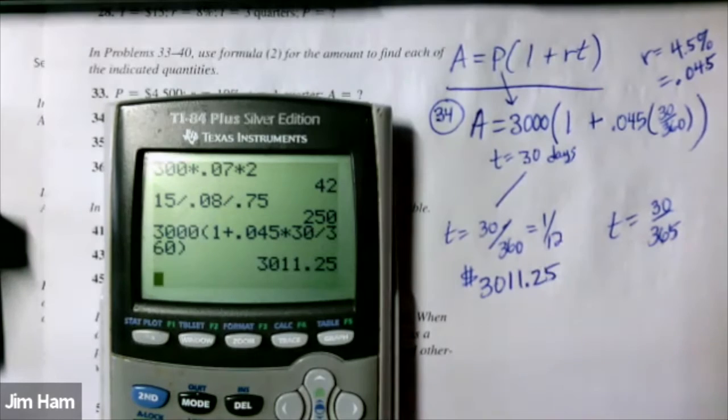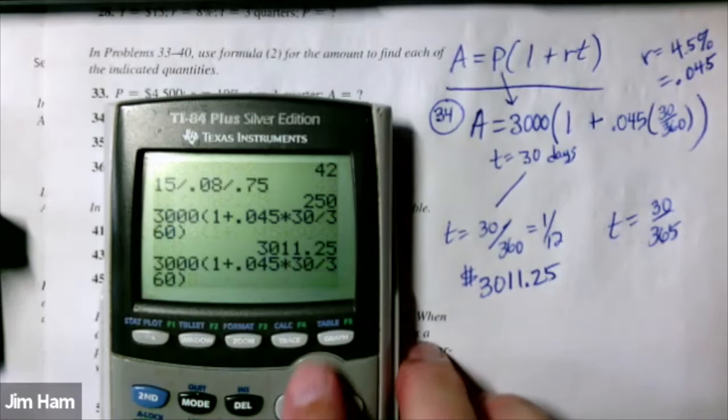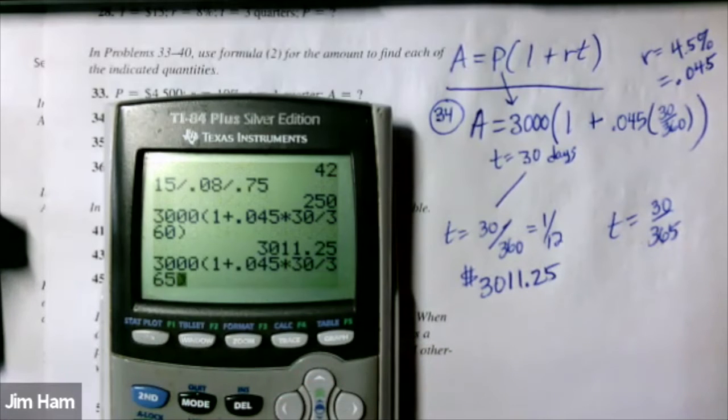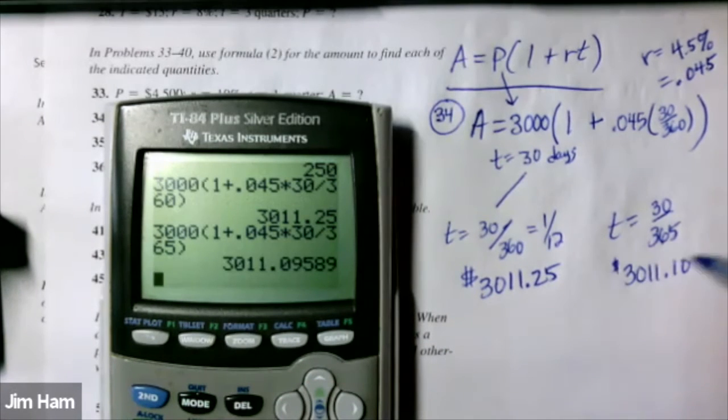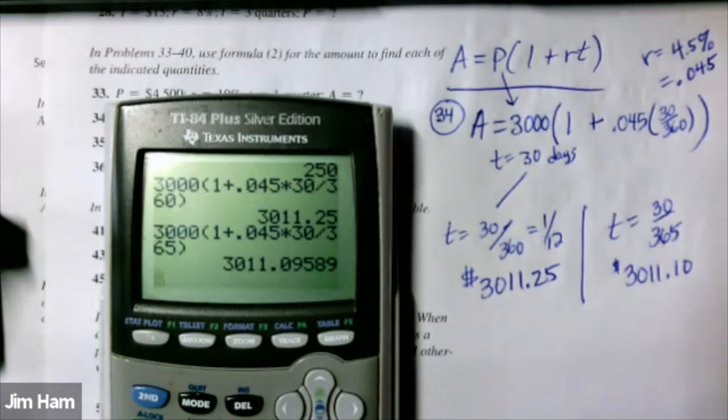So using this one here, we would have 3011.25. Now let me type in that same thing and change the 360 to 365. See the difference? A difference of 15 cents. So there is some rounding error, but it's relatively insignificant. In fact, sometimes in my math lab, they'll say round to the nearest whole dollar. And if you do that, both answers would be 3011. So it wouldn't matter if you use 360 or 365.